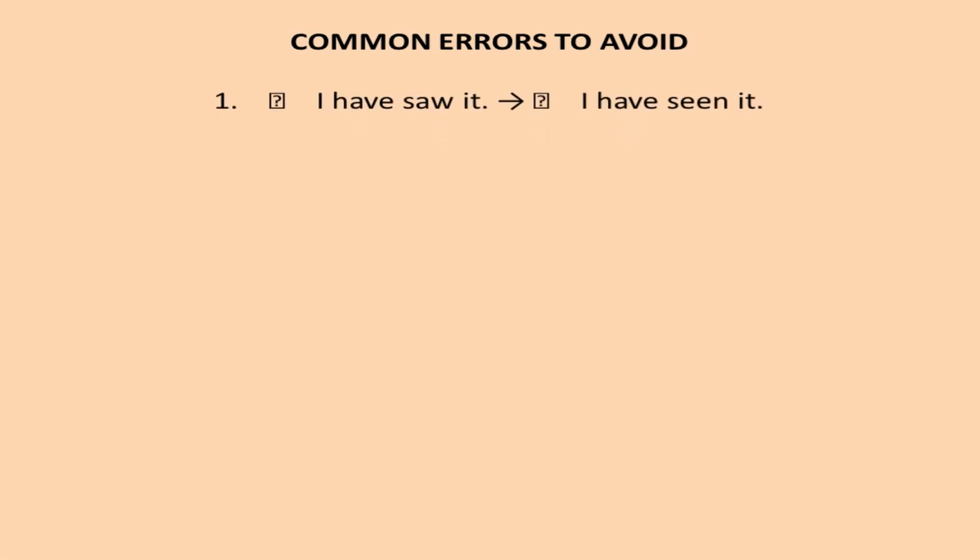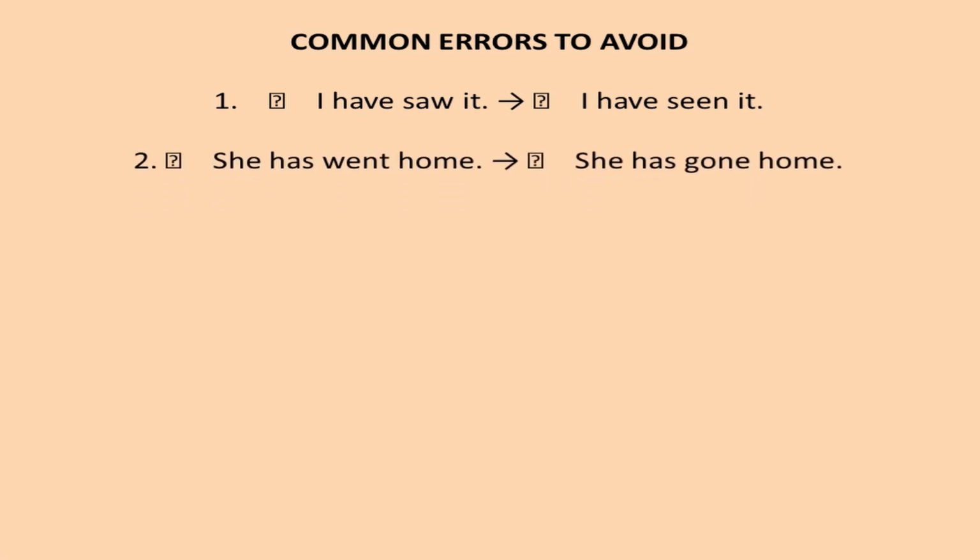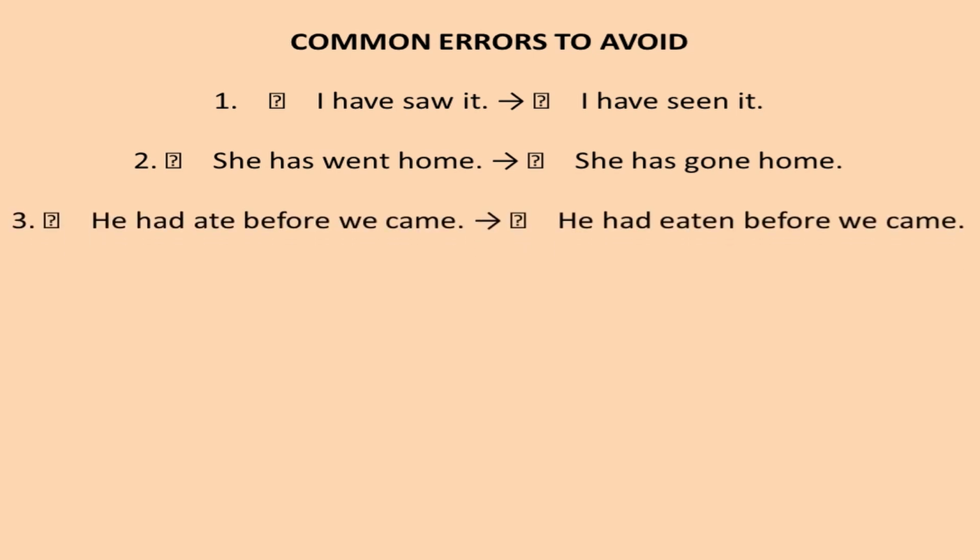Common errors that we should avoid. Number one, I have saw it. This is wrong. The correct sentence is I have seen it. Secondly, she has went home. This is wrong. The correct is she has gone home. He had ate before we came. The correct one, he had eaten before we came.